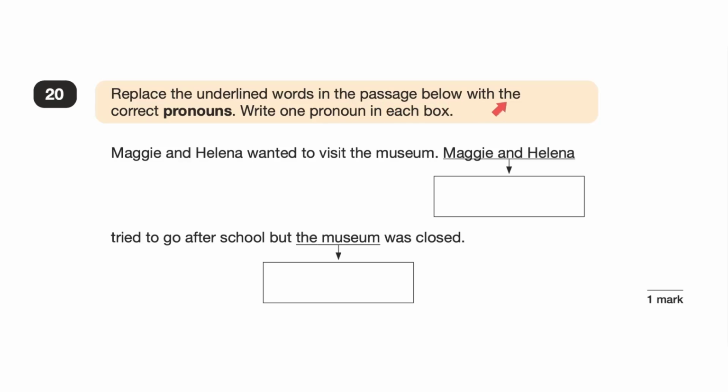Underlined words in the passage below: replace with the correct pronouns. We'll write 1 pronoun in each box. Let's have a go. And again, we have to get both of them to get the 1 mark. Maggie and Helena wanted to visit the museum. Maggie and Helena, so which word are we going to replace that refers to both of these people? Well, it would be they. And again, notice this is the start of a sentence. So what does this need to be? That's right, it needs to be a capital letter. Okay, so we're going to have They.